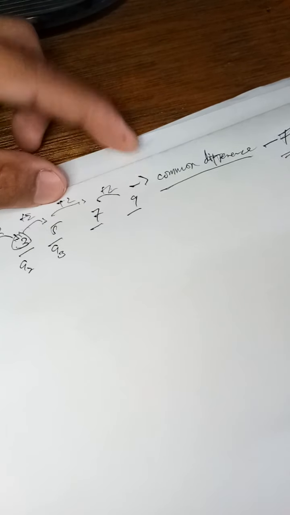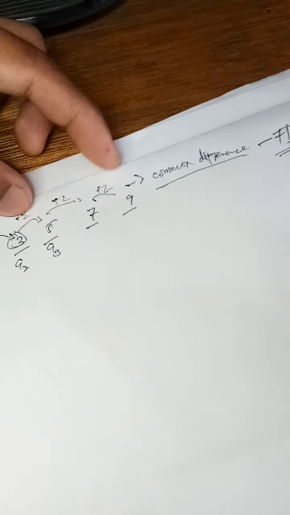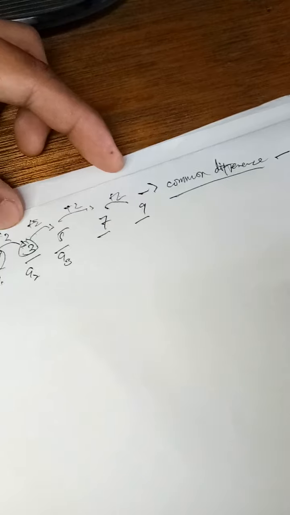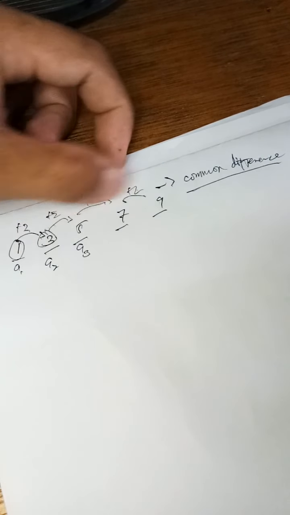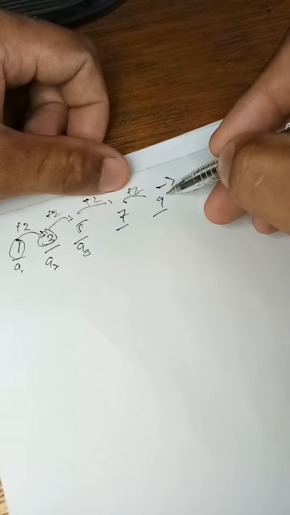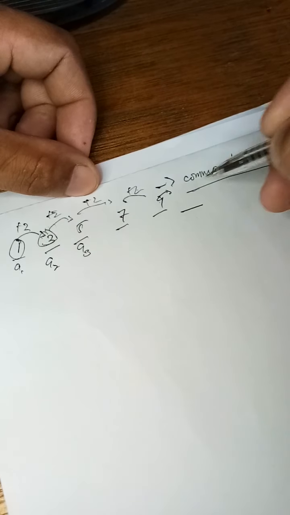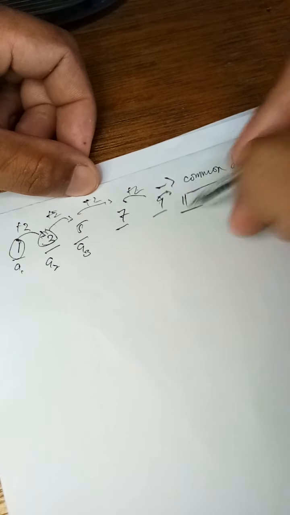Now, kung tatanungin kayo, ano yung magiging ika-anim na term? So, probably, yung gagawin ninyo, mag-a-add lang kayo ng 2 doon sa 9. So, the sixth term will be 11.